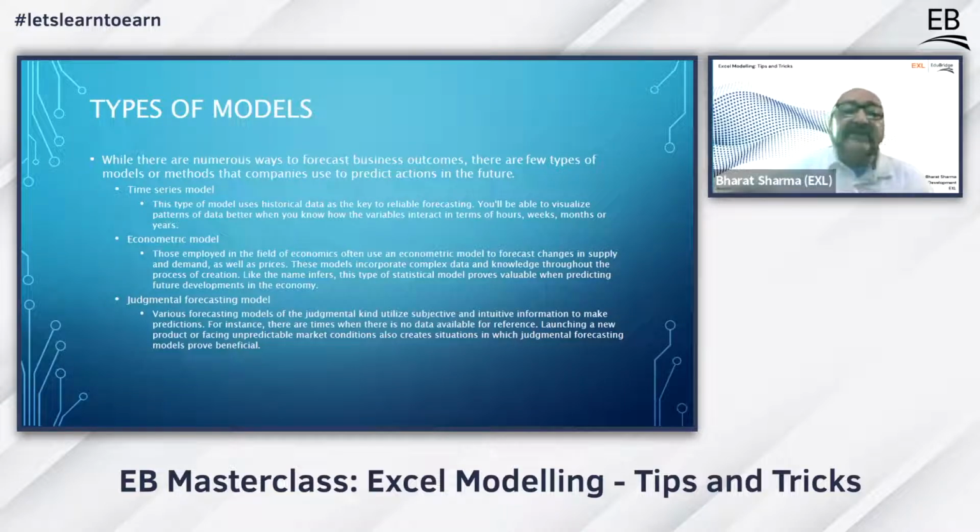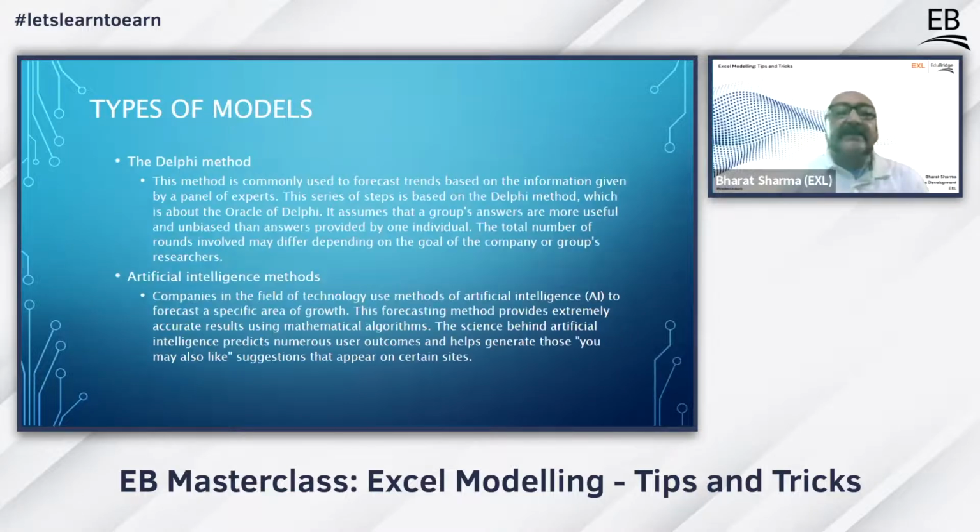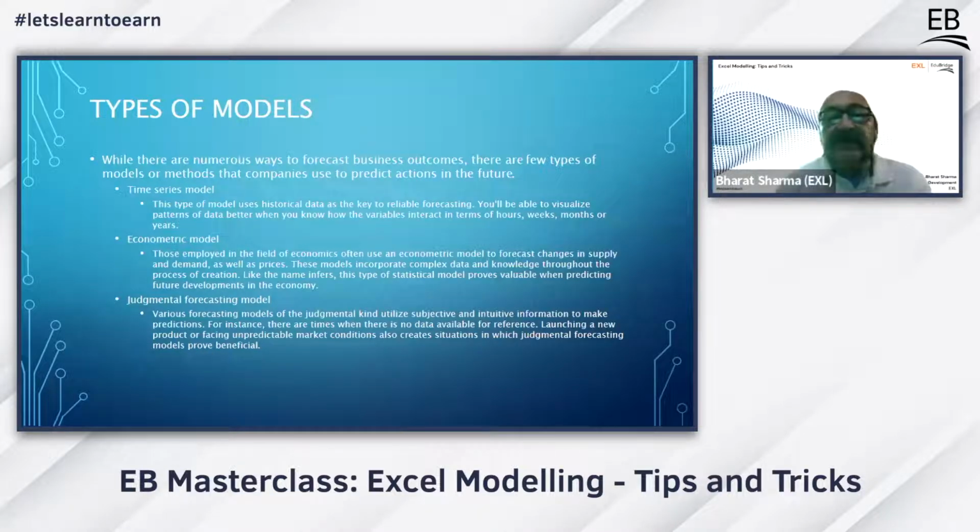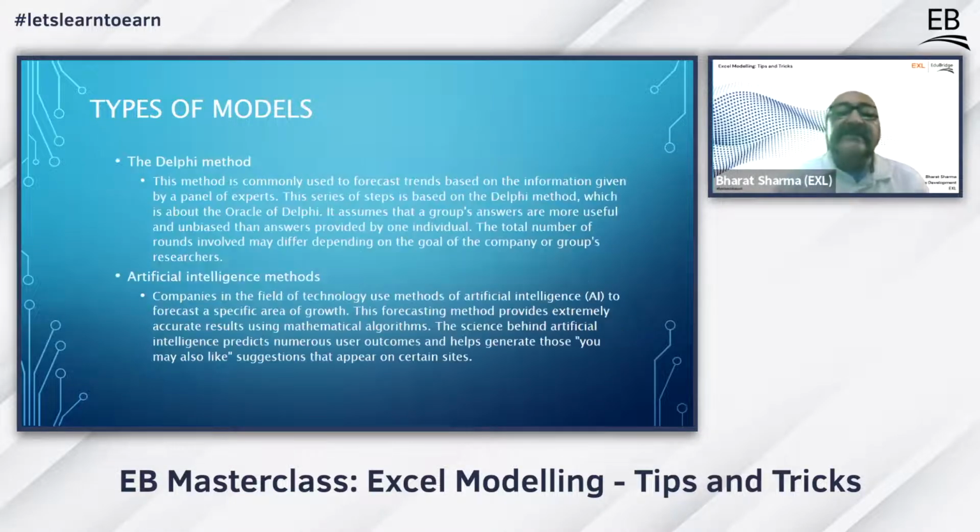And then we have those judgmental forecasting models, where forecasting models of judgmental kind utilize subjective or intuitive information to make predictions. Mostly researchers would use judgmental forecasting. Then the Delphi method. This method is commonly used to forecast trends based on information given by the panel of experts. Something like judgmental forecasting models where the SMEs or the experts do some judgment. Similarly, in the Delphi model also, it is based on information that is given by a panel of experts.